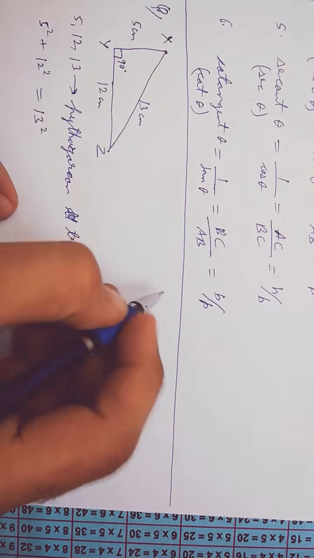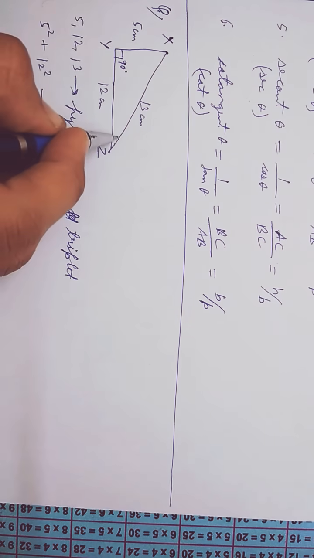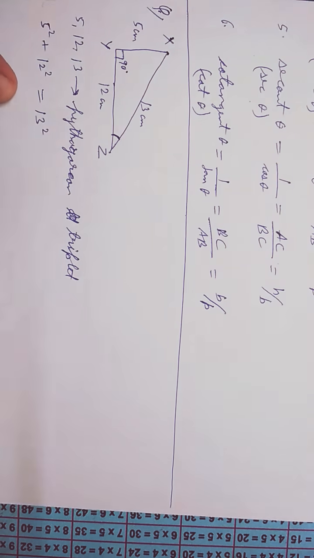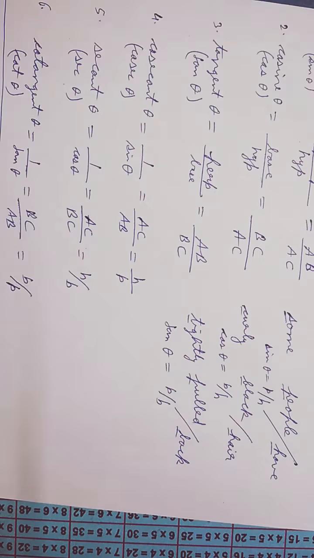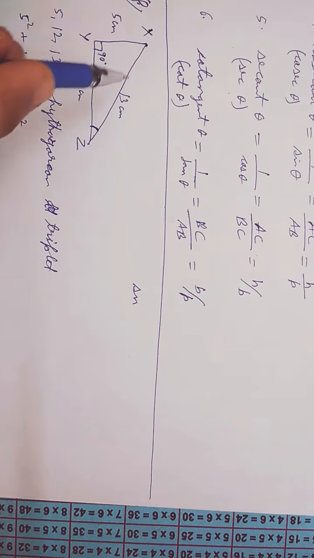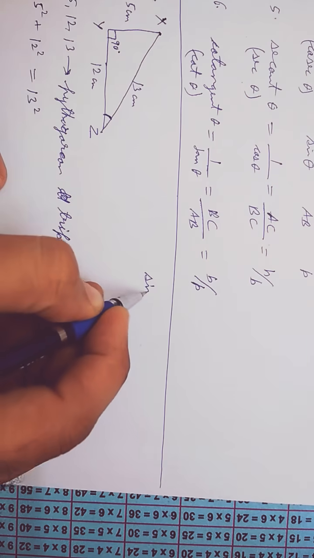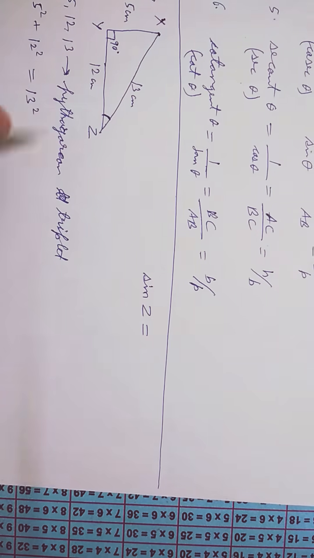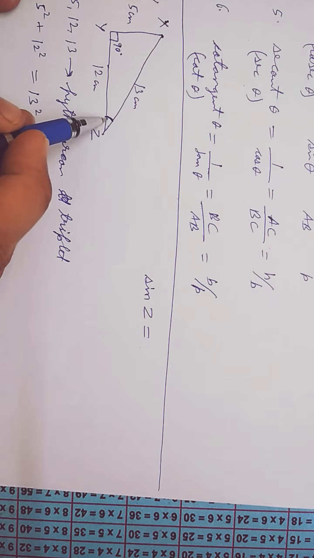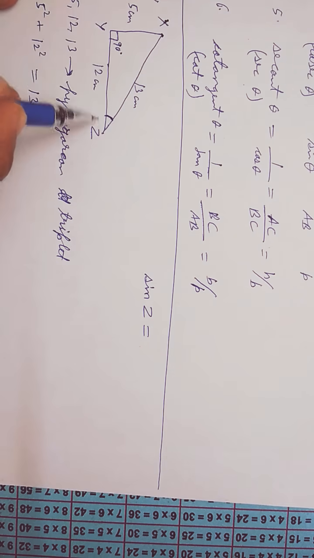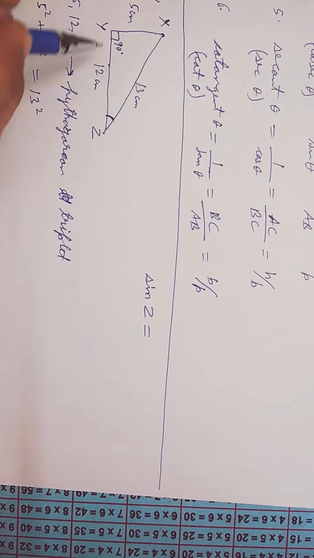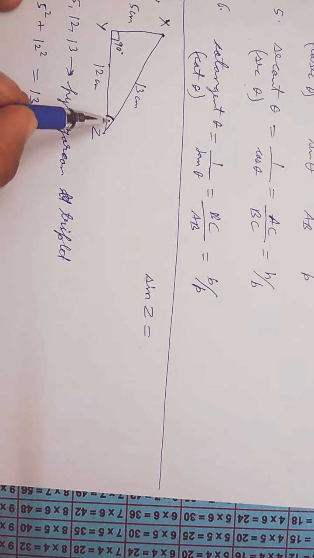Now let us take this angle Z as the base angle. So we'll find these trigonometric ratios for this triangle. Okay, so sine of angle Z. When I say Z, this is the base angle and this is the right angle. So this side YZ becomes the base, because this is a common arm between the base angle and the right angle.